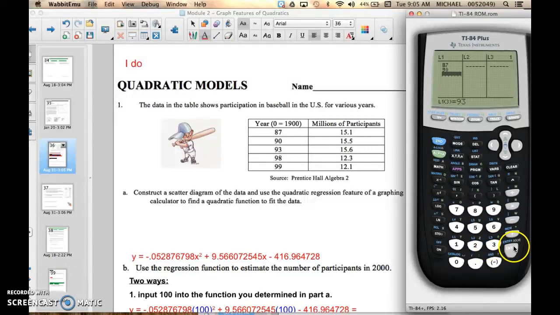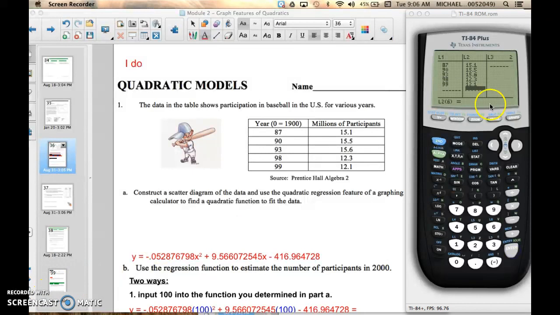93, and then as I get done with this, I'm going to put the millions of participants into L2. I've inputted into my L1 and L2 all of the information necessary, and so one of the very easiest mistakes to make is you inputted a number incorrectly into L1 and L2. And so as you're doing this process, if you don't get the y equals equation I have in red right here, chances are you just inputted something wrong into one of the columns.